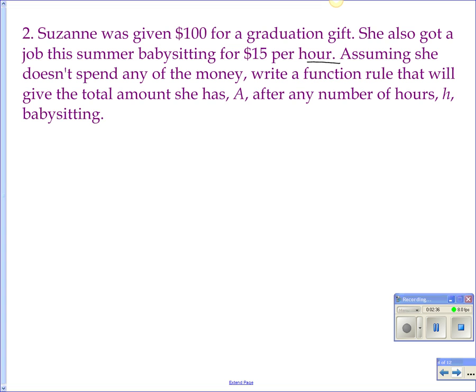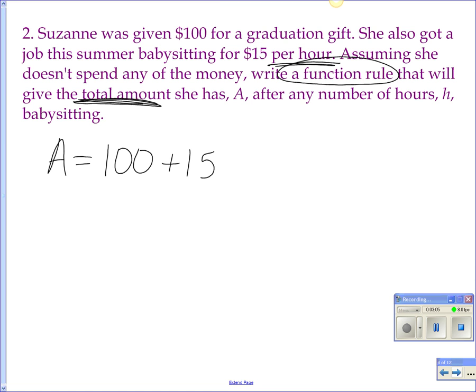Nadia, what am I writing a function rule about? Good. What letter do they want you to use for the total amount? Good. So I'm going to put A equals. Okay? Ashley C., how much does Suzanne start with? Good, so I put 100. Devin, what else is happening to Suzanne's money? Good, so are we adding the 15 to her money or subtracting it? Adding it. And Devin, it says 15 per hour, so what do I have to put? Very good. All right, and that's my answer. That is my function rule, 100 plus 15H.